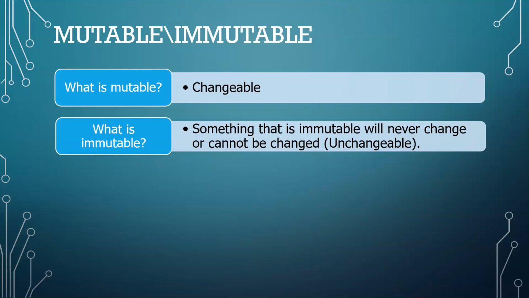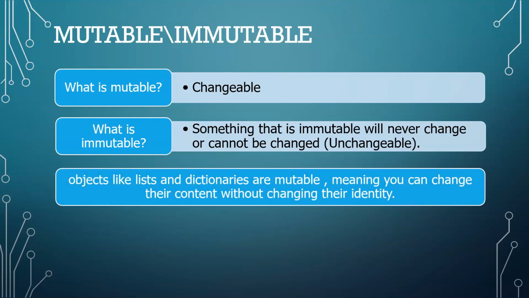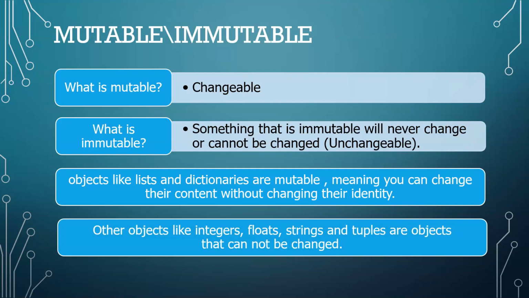As you probably know, Python represents all its data as objects. Some of these objects, such as dictionaries and lists, are mutable, meaning you can change their content without changing their identity. And other objects such as integers, floats, strings, and tuples are objects that cannot be changed. Okay, what does this mean?